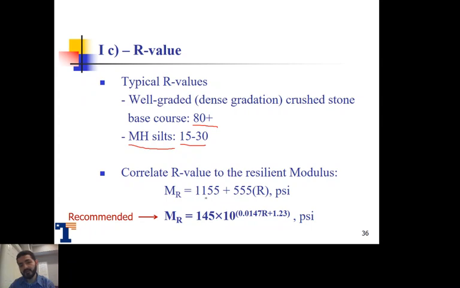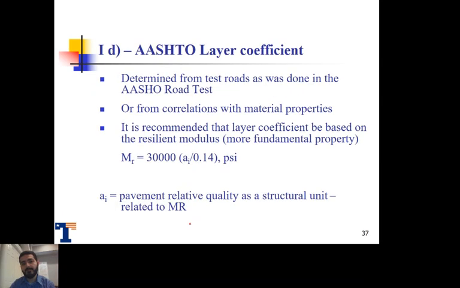These are the two famous ones, but this is the updated equation that we typically use nowadays. Resilient modulus is equal to 145 times 10 to the power of 0.147 times R value plus 1.23. It's a very empirical equation, as you could tell, but it is based on multiple data points measured over the years to correlate the R value to the resilient modulus, and that is the equation that I recommend you to use.